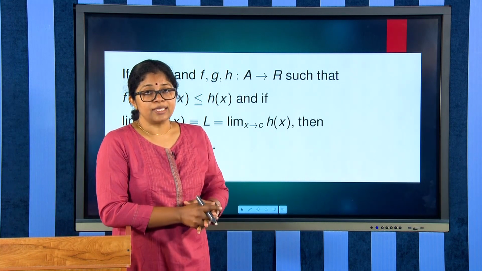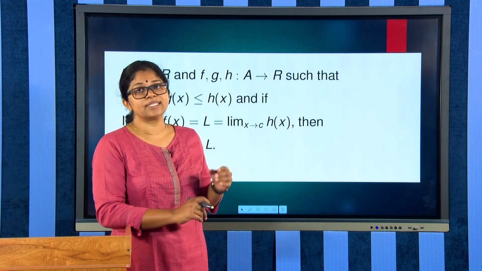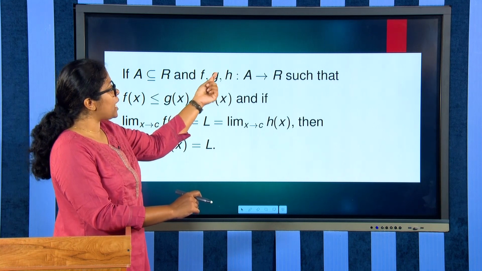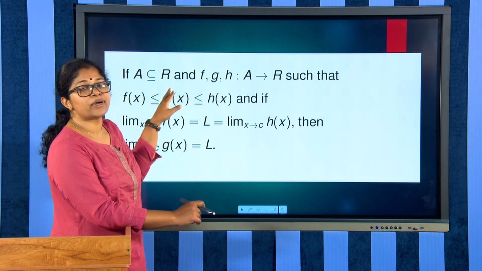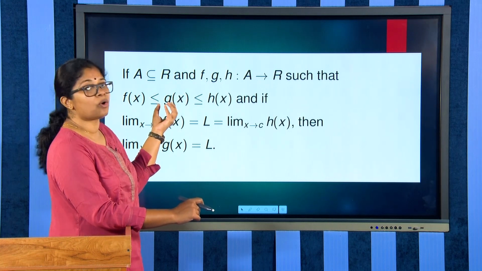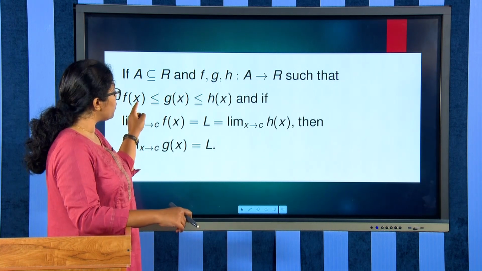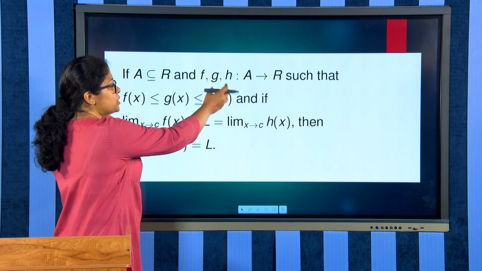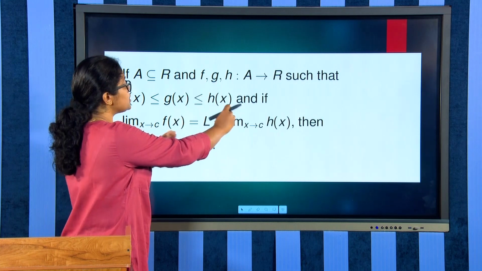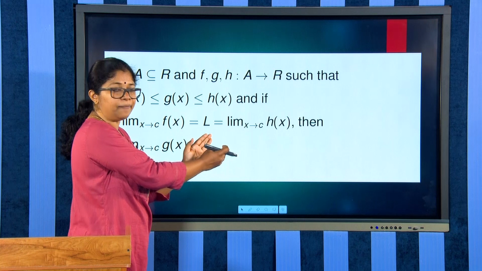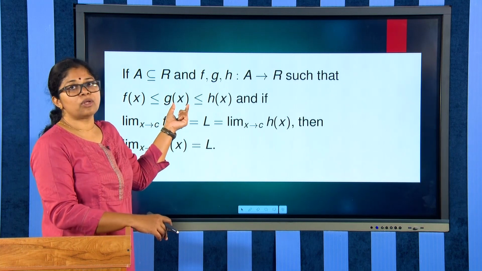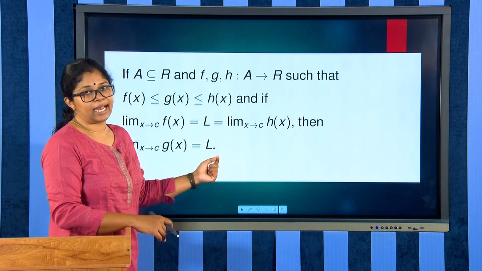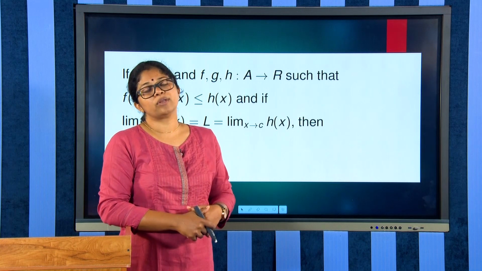The next limit theorem is called the sandwich theorem or the squeeze theorem, where we have three functions f, g and h such that the function g of x is sandwiched or squeezed between f of x and h of x, and if both the functions on the two ends go to the same limit as x approaches c, the intermediate function or the middle function has no other option, it also has the same limit L. So, this is called the sandwich theorem or the squeeze theorem.